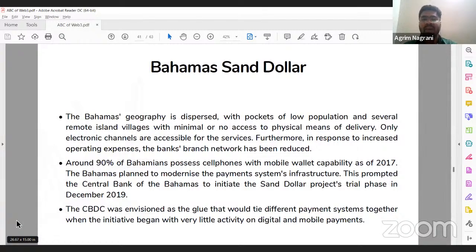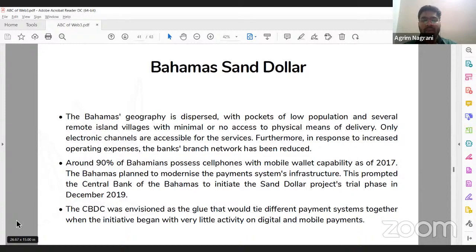So here is the Bahamas Sand Dollar. As we all know, the Bahamas is a country of islands with minimal or no physical means of delivery, so only digital channels are being used. In response to increased operating expenses, the bank branch network has been reduced. 90% of Bahamians also possess cell phones, or mobile phone wallet capacity. This was the research done in 2017.